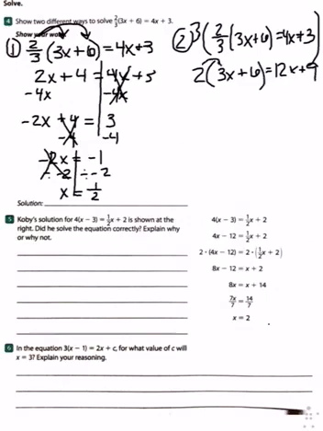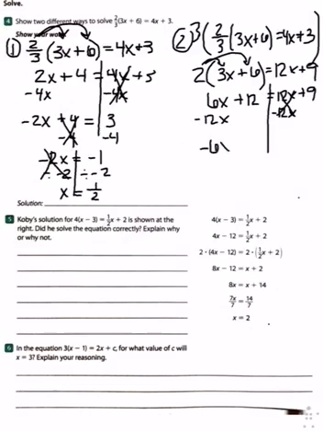From here, we distribute the 2. 2 times 3 is 6. 2 times 6 is 12. And now I can solve my problem. I move the 12x over. Because it's a positive 12x, I have to do the opposite. I do a negative 12x. 6 minus 12 is negative 6x.